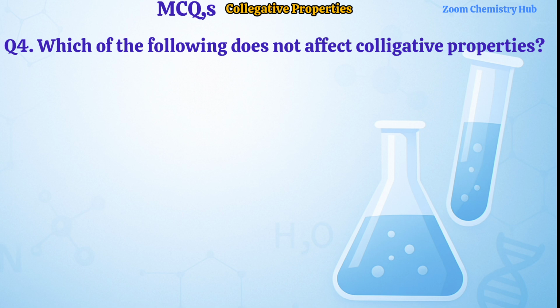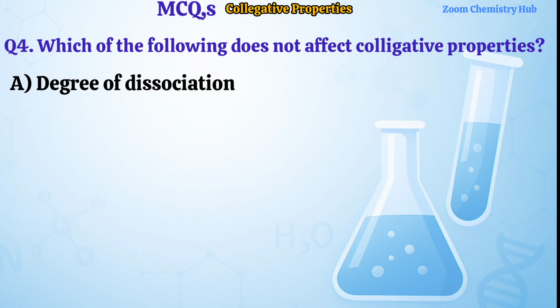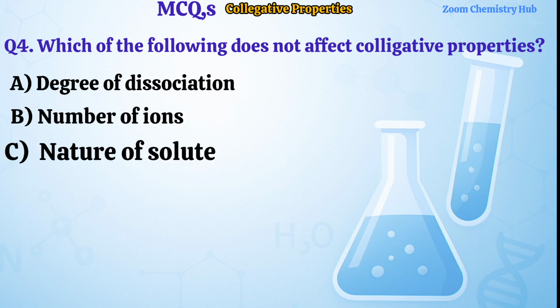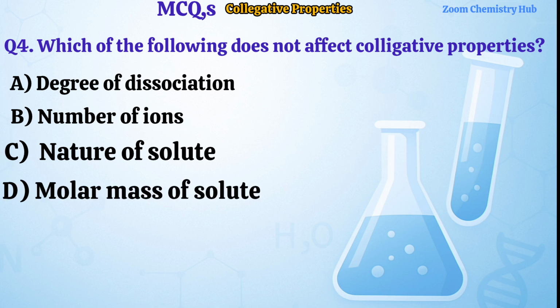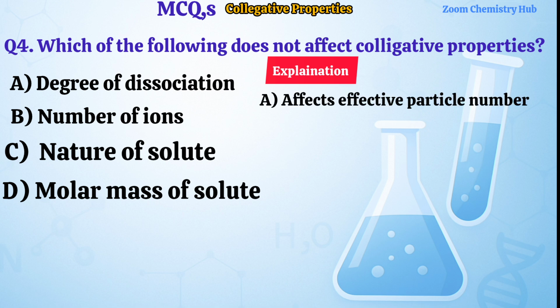Next question, which of the following does not affect the colligative properties? Option A, degree of dissociation, option B, number of ions, option C, nature of solute, option D, molar mass of solute. Now we will explain one by one. First, the degree of dissociation. Degree of dissociation affects the effective number of particles, so it affects the colligative properties, so option A is incorrect.